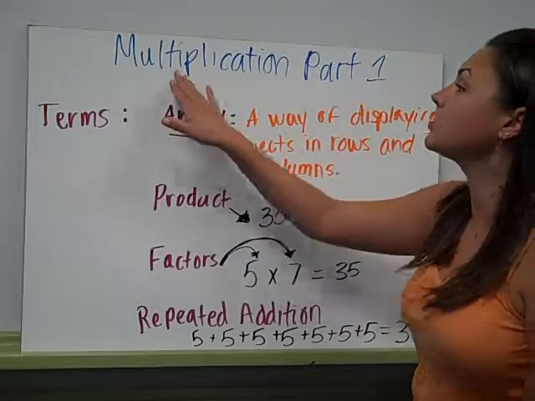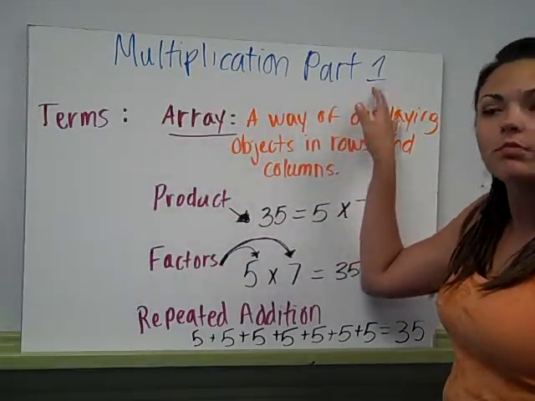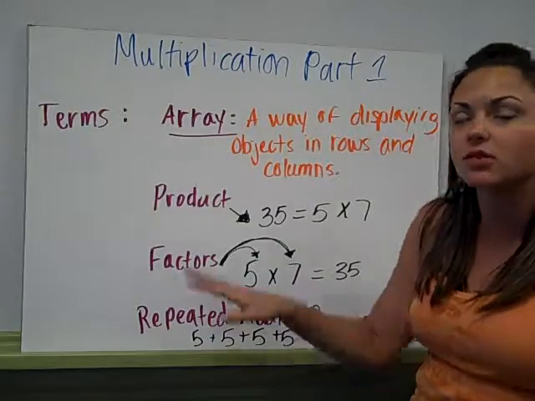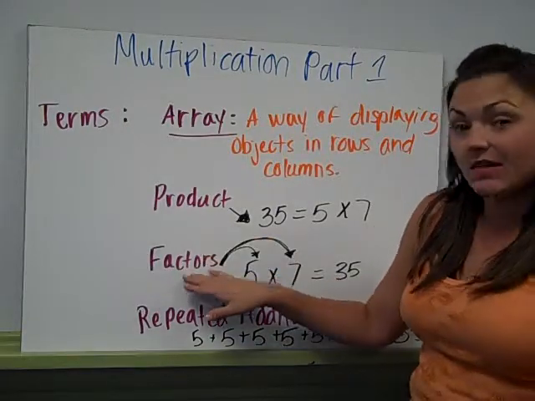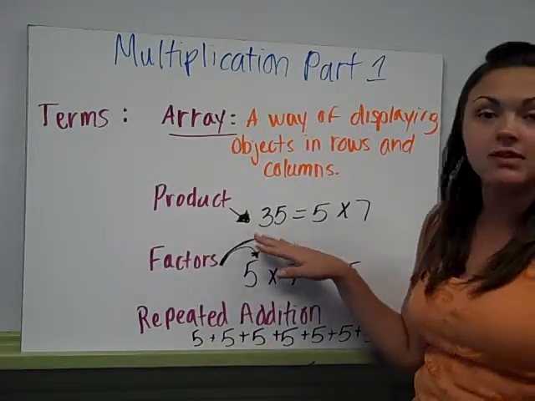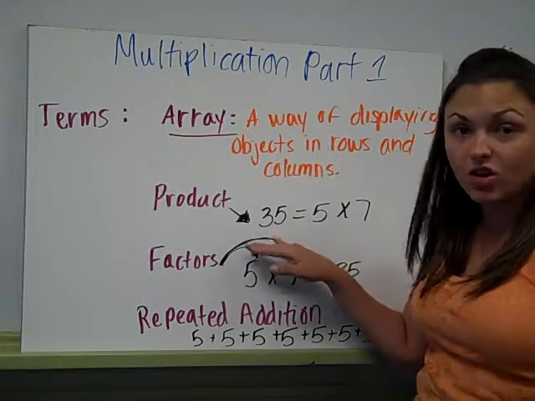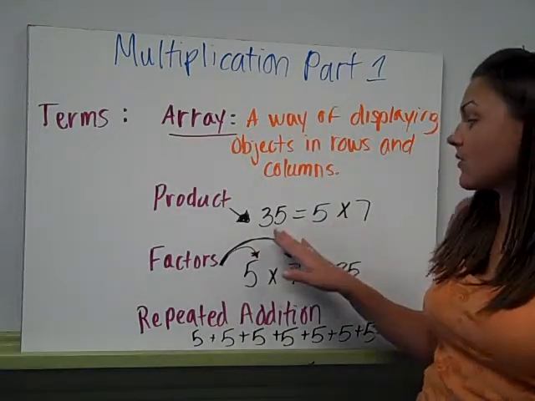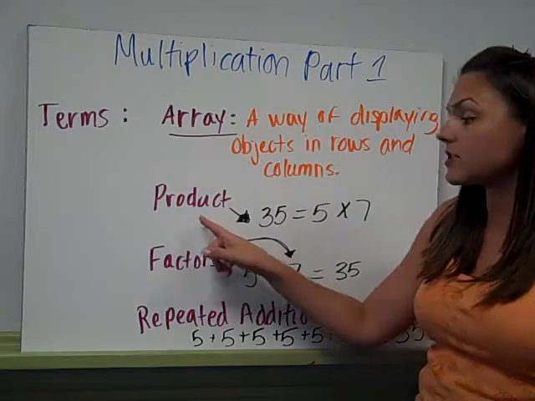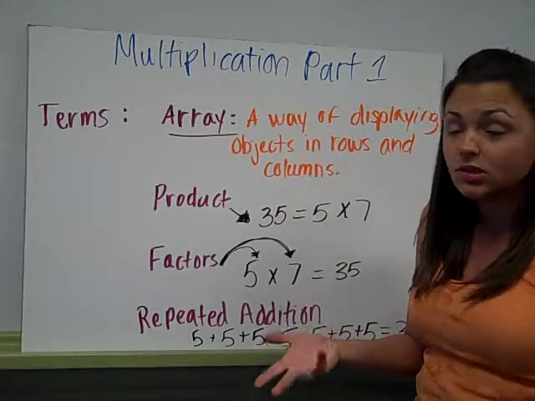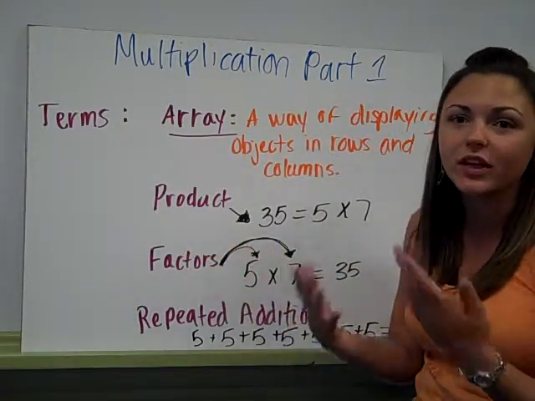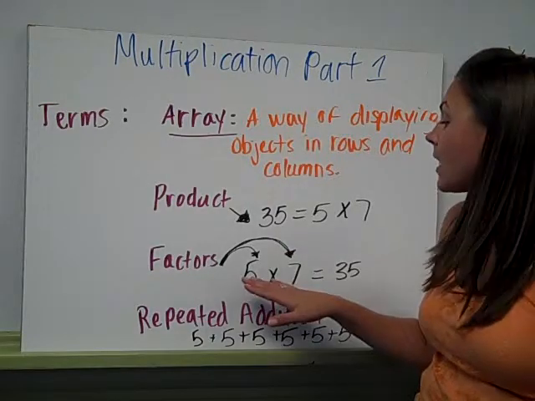This is multiplication part 1. In your previous video, we talked about some terms called product and factors. We discussed how the answer to a multiplication problem is called a product, as in 5 times 7 equals 35. 35 is my product. That's the answer. It's just a special term we use to call the answer in a multiplication problem.